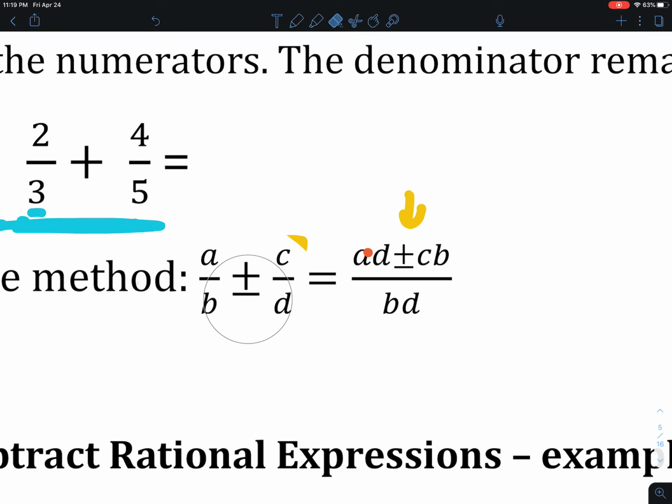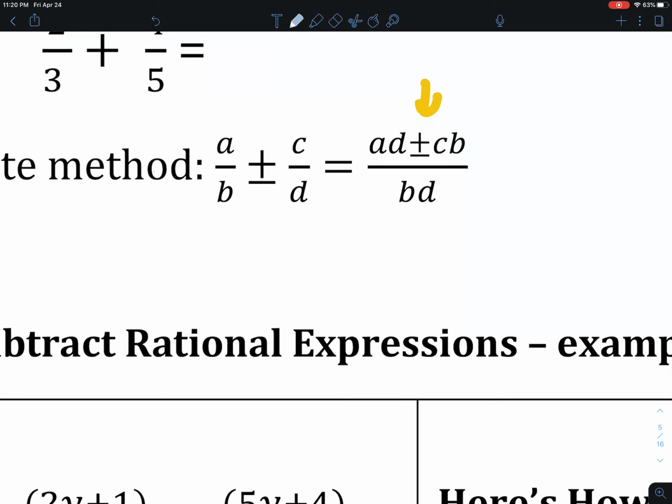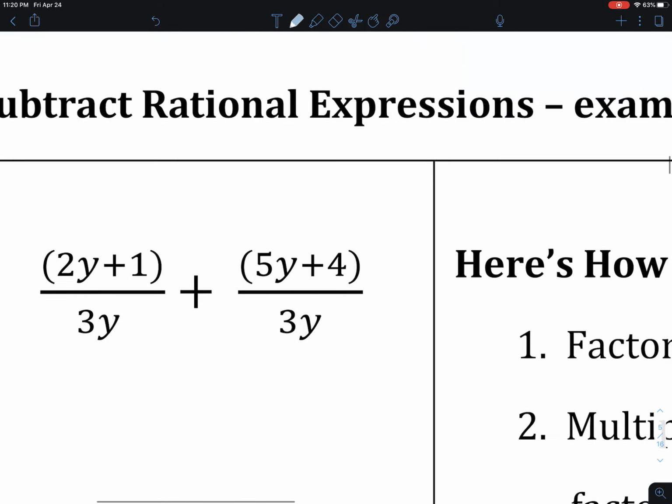So that is another way of doing it. It's like a shortcut, and it works best when each denominator is just one factor. All right, so let's do a couple of examples.